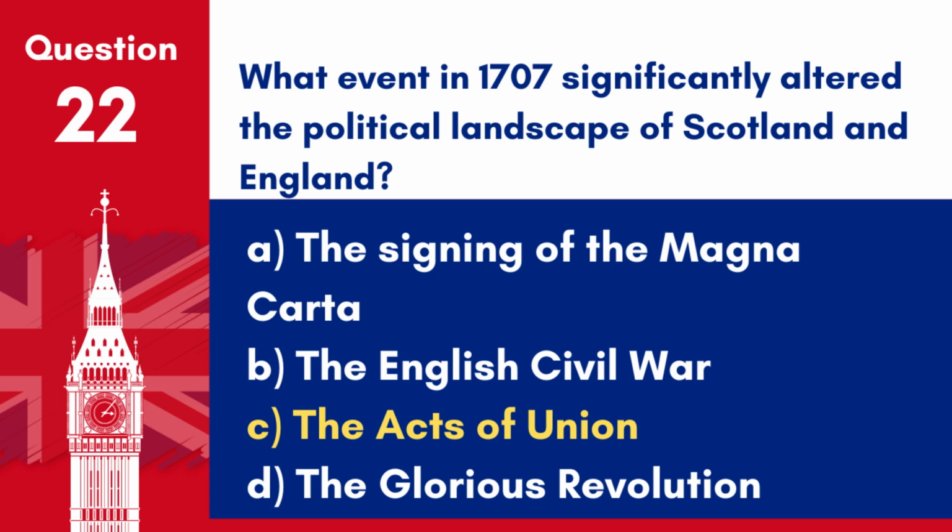Answer C. The Acts of Union. The Acts of Union in 1707 politically united the Kingdom of England and the Kingdom of Scotland into a single unified Kingdom of Great Britain.